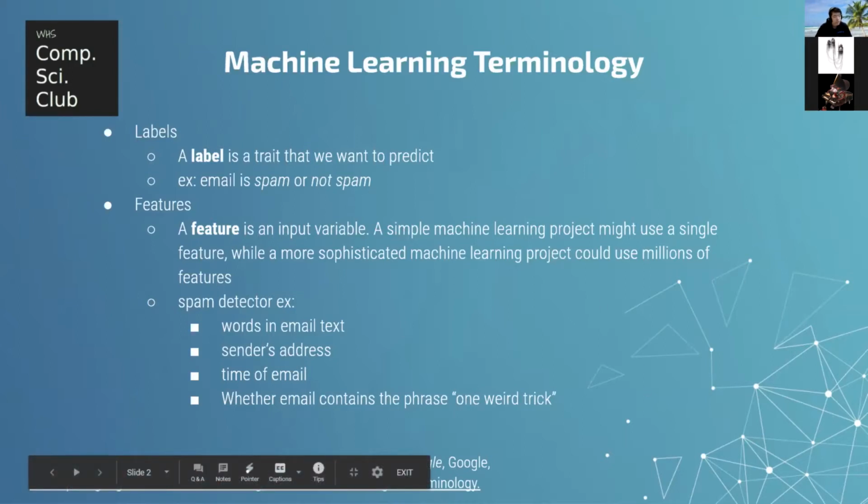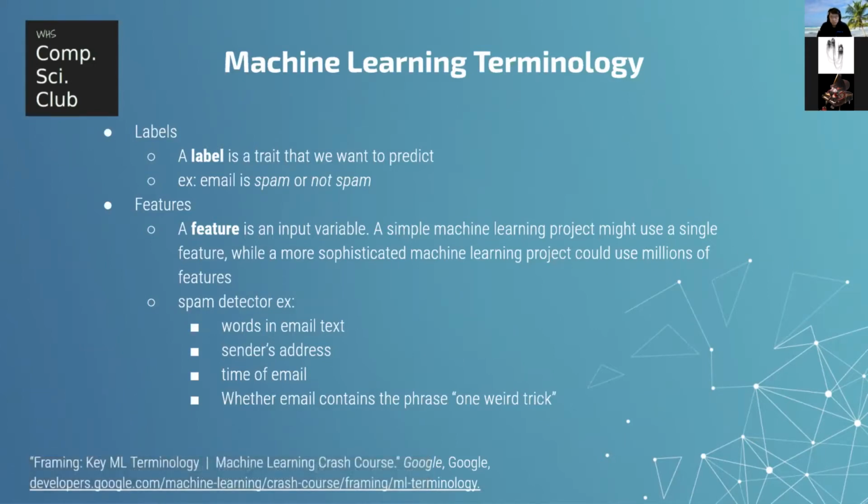So the first thing is a label. A label is a trait that we want to predict. An example is whether an email is spam or not spam. For example, in your Gmail, it auto-detects if an email is spam or not spam. The label is spam or not spam because that's what you're detecting.